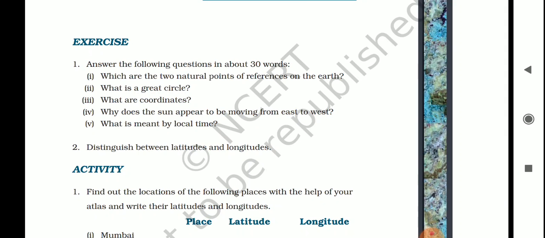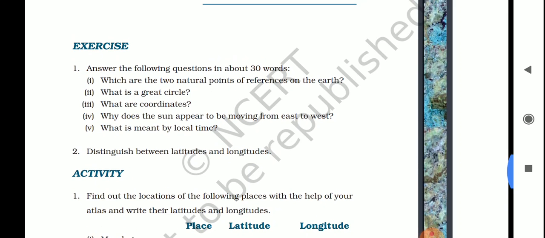And then we have the fourth question, why does the sun appear to be moving from east to west? The answer is, the sun appears to be moving from east to west in the same way as the surroundings around a running train seem to be moving backwards. Actually, the earth moves, the sun does not. Similarly, surroundings do not move, the train moves. And then the fifth question is, what is meant by local time? The time of a meridian is known as local time. Understood, students? So these are the questions.